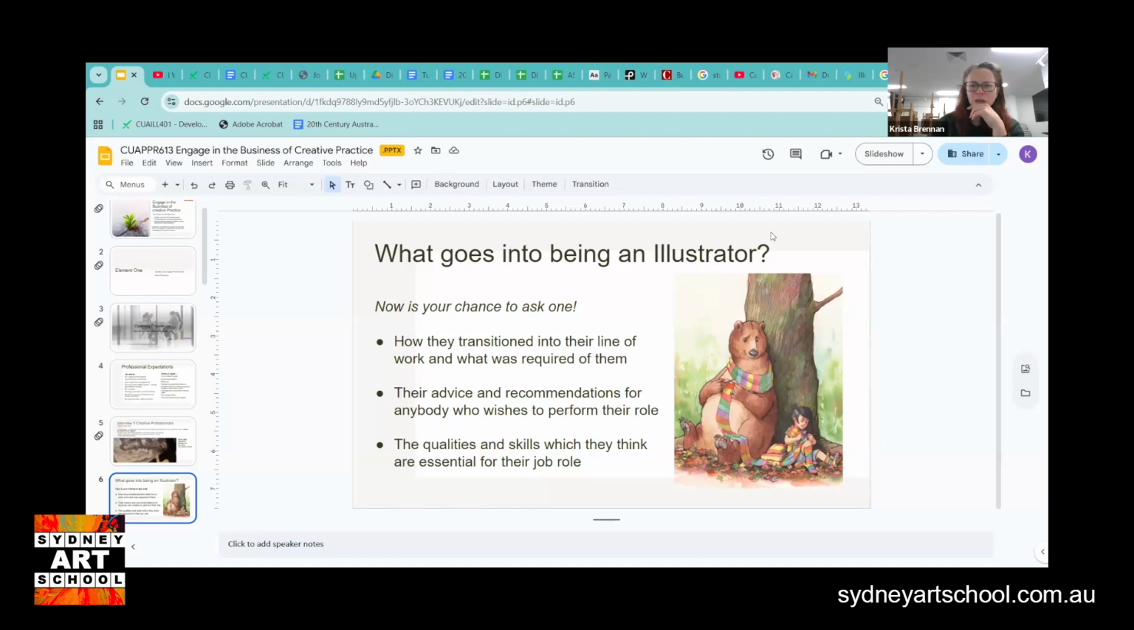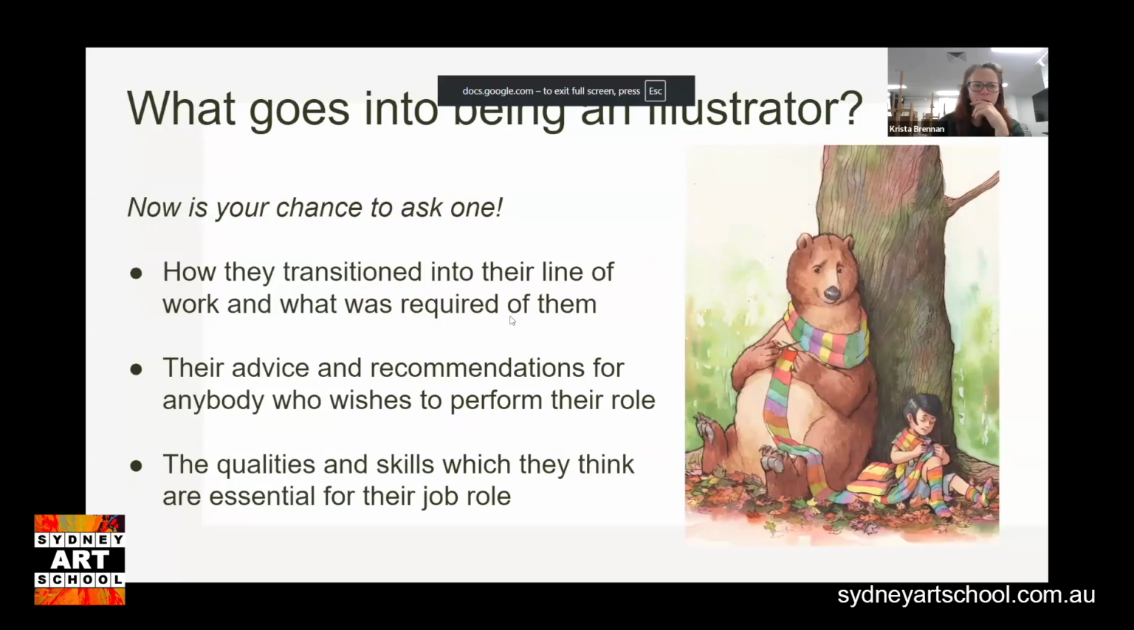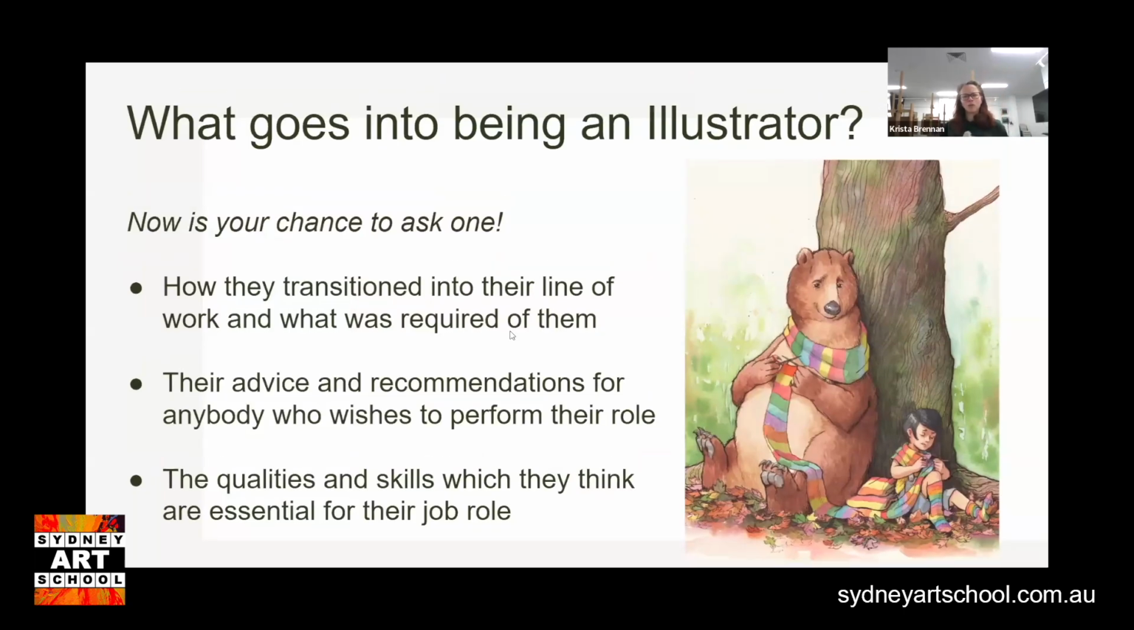So in terms of, I guess, just quickly going through these questions here, how I transitioned into the line of work and what was required of me. I've kind of answered that a little bit. So transitioning into the line of work was essentially making the decision that that's what I wanted to pursue. And so devoting more time to developing my portfolio, working on illustration ideas, researching what publishers are out there that are producing books.